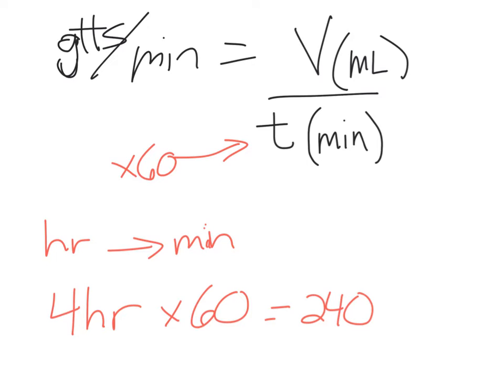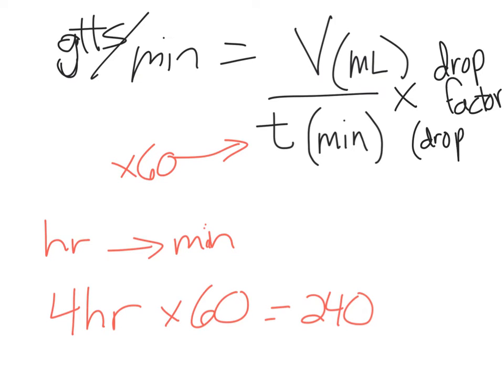But let's go back up to that formula. To complete this formula, once we've taken our volume and divided by our time, we're going to multiply it by what's called a drop factor. The drop factor is always going to be given to us, and there's no conversion. The units are drops per milliliter. It's called a drops per milliliter infusion rate. So we'll be given 3 things in these types of problems: a total volume, a time, and that drop factor.